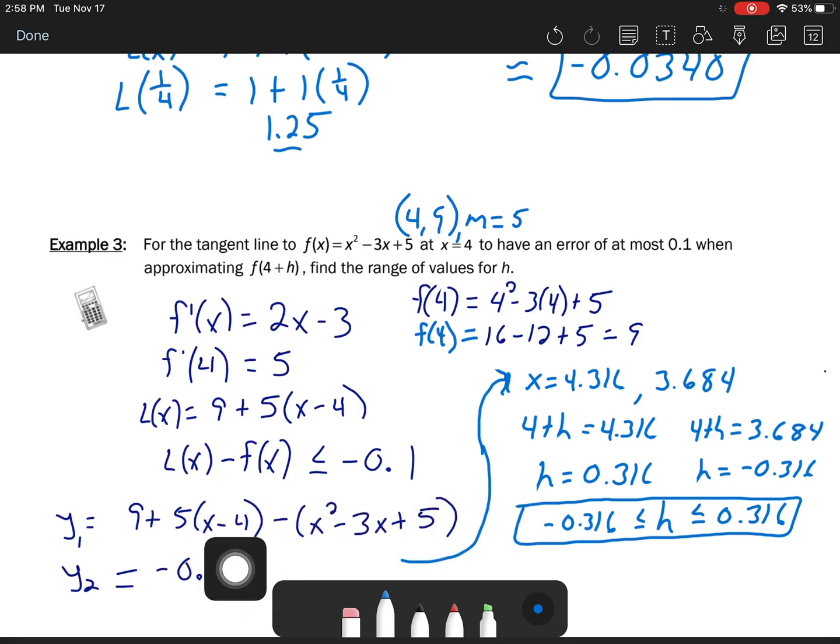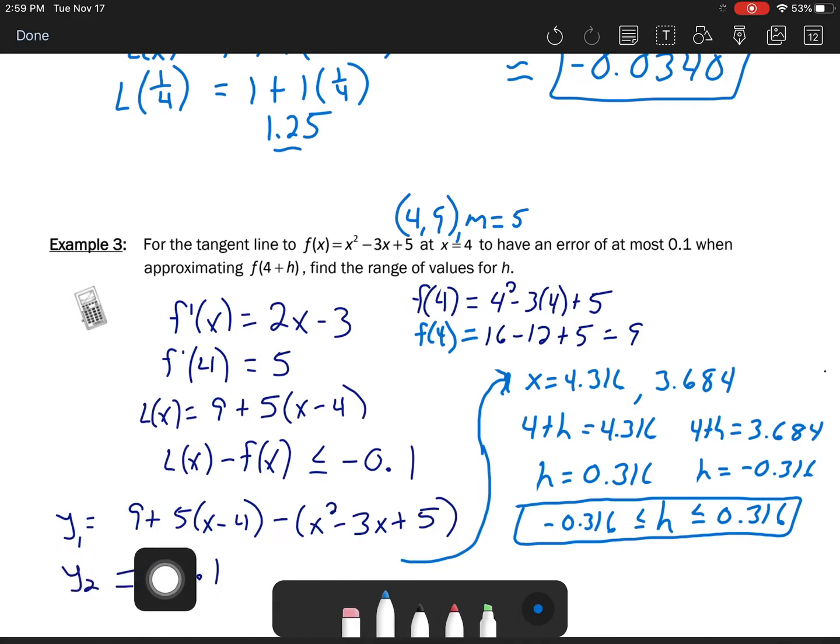Okay, so here's the way I'm going to do this. We're obviously going to need our calculator to figure this out. My tangent line was 9 plus 5 times (x minus 4), and the difference between that and the function, my original function x squared minus 3x plus 5, I want to be less than that 0.1. To do that, I've got it entered into Desmos. We'll quickly show how we're going to see that.